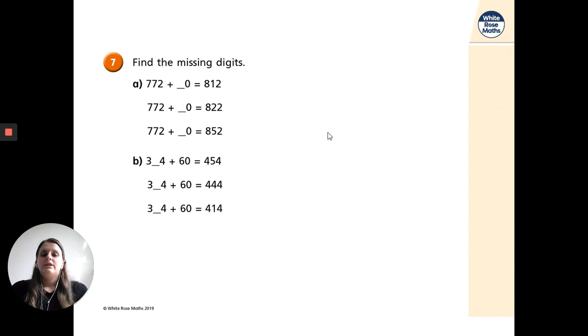Number 7. So again, you're going to have to work backwards a little bit here. So you've been given your answer, you've been given your starting number. So what have you added to get from that number to the next one? Okay, so again, draw the problem if you need to.